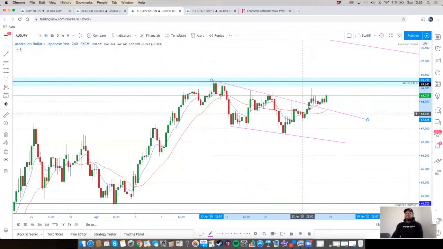As you can see, on the third touch, we've had a break of this 4-hour trend line, I should say, and we've had a retest of the trend line here. Now, this is also known as a flagpole pennant, which is also a good indication to potentially say price can continue to go up.